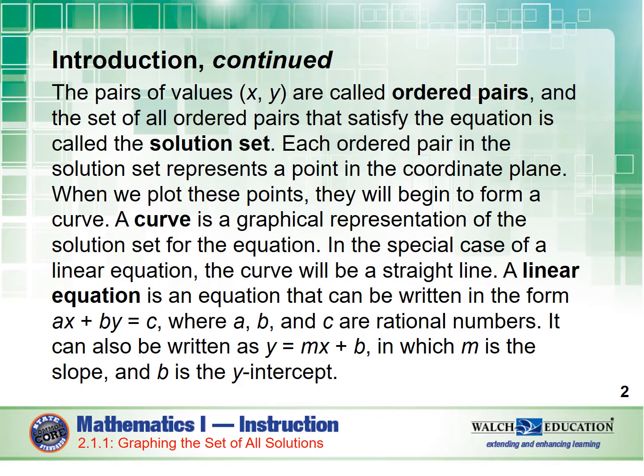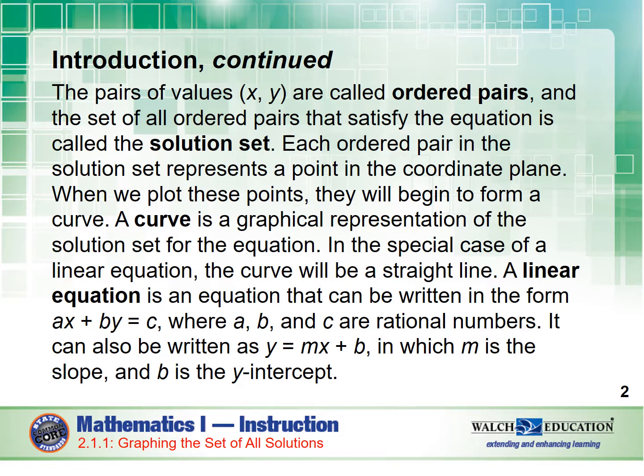The pairs of values, x, y, are called ordered pairs, and you guys know that. The set of all ordered pairs that satisfy the equation is called the solution set. Sometimes there's just one ordered pair in the solution set, and sometimes there's more than one. Each ordered pair in the solution set represents a point in the coordinate plane. When we plot these points, they begin to form a curve. A curve is a graphical representation of the solution set for the equation.